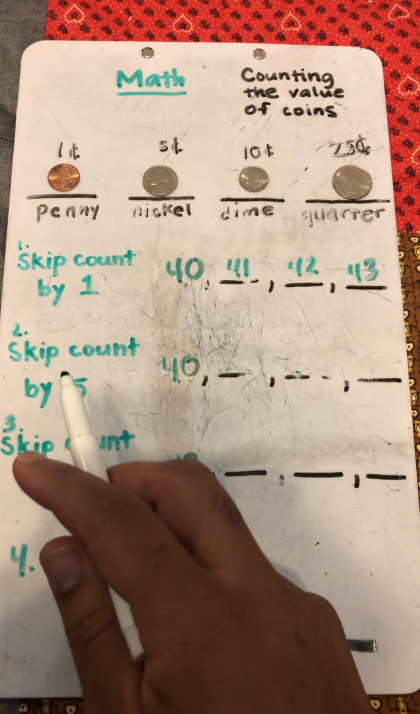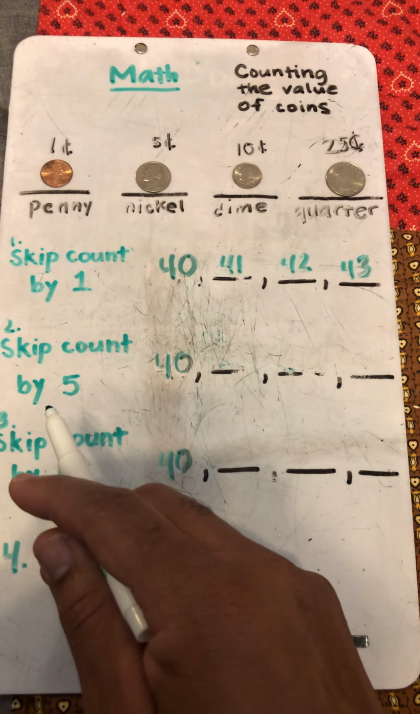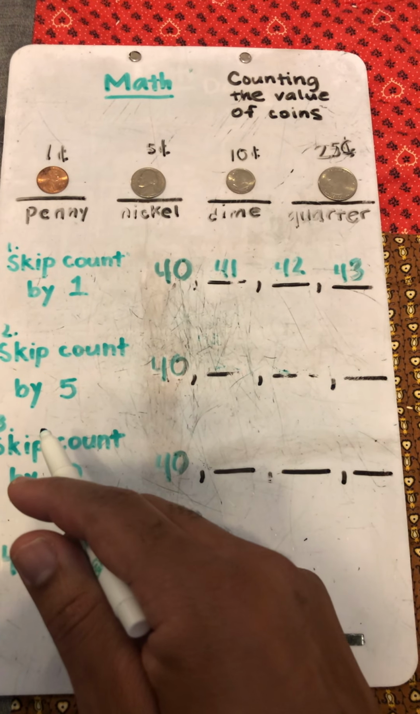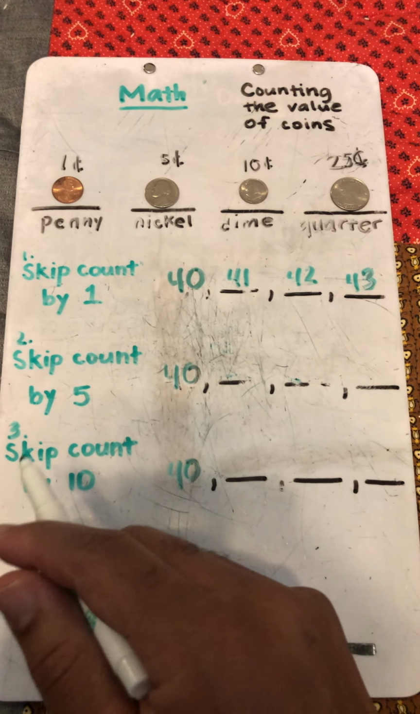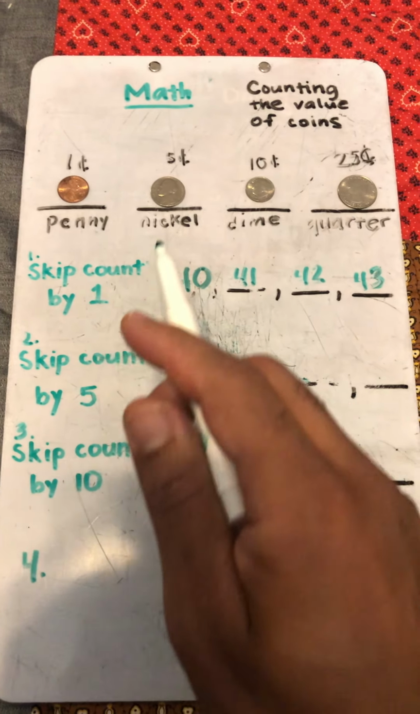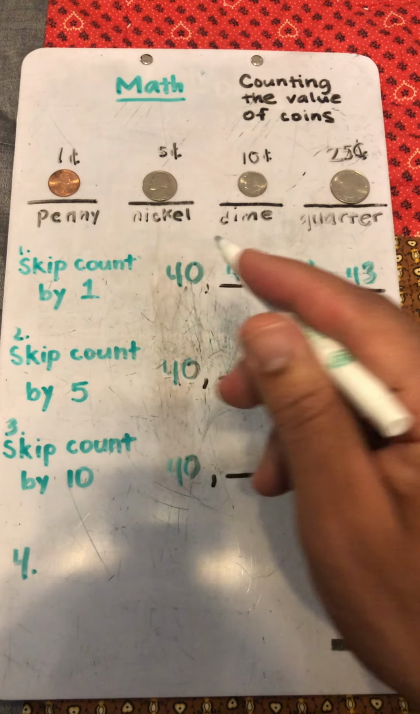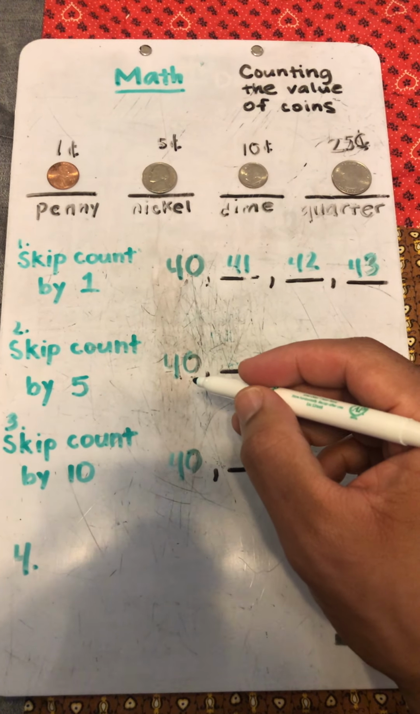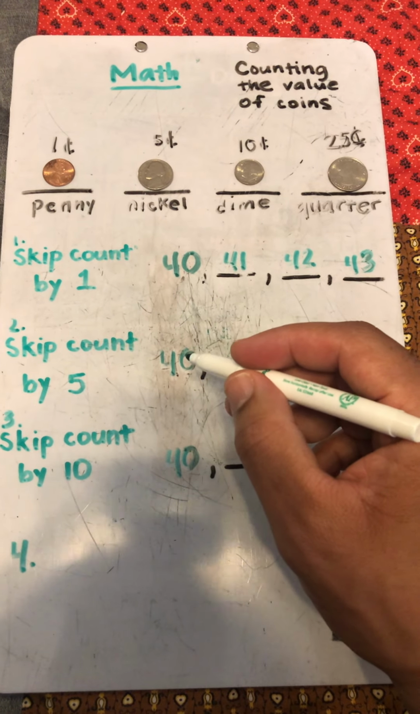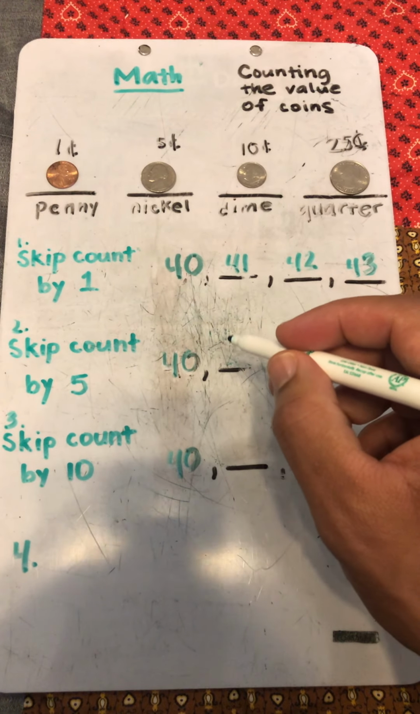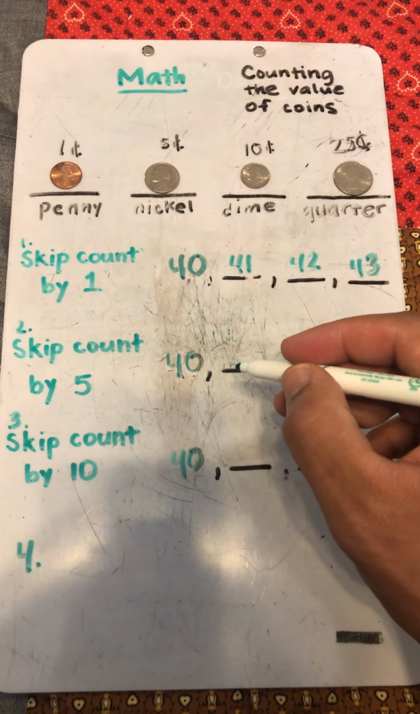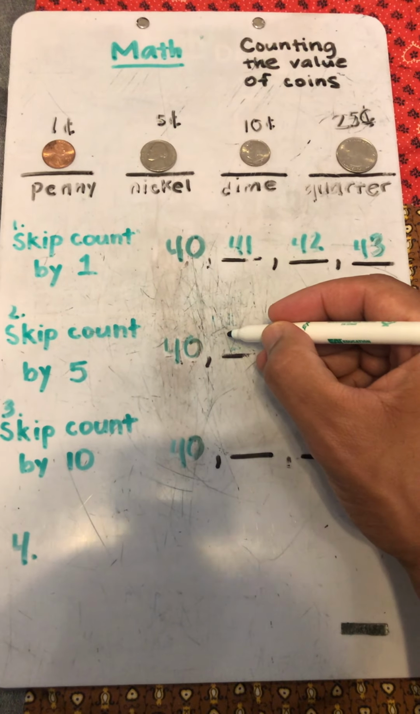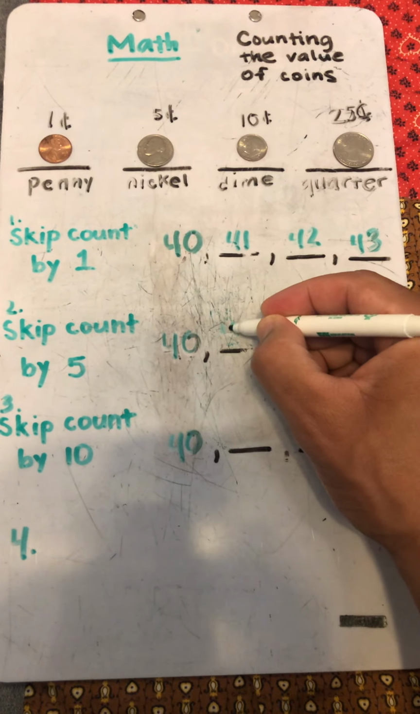Now my next skip counting pattern asks me to count by fives. Well, which coin is that most similar to? Right, that's going to be very similar to our nickel. So here I'm skip counting by fives. Again, I'm going to start with 40, and I'm just going to continue my pattern of going 5 more. 40 and 5 more, well, that would be 45.